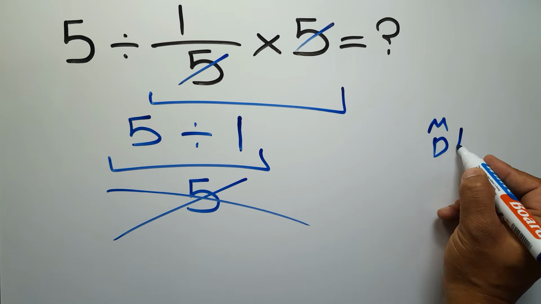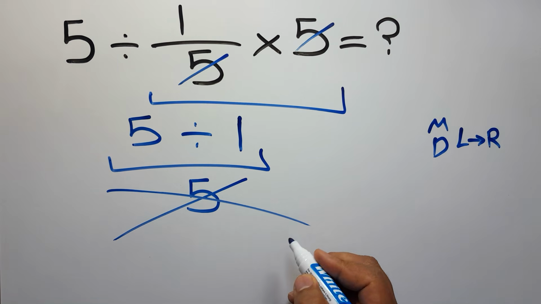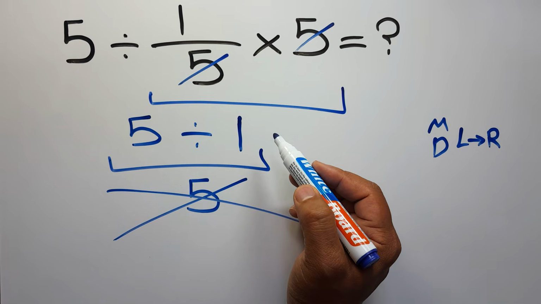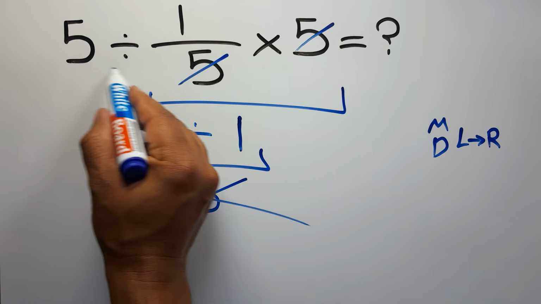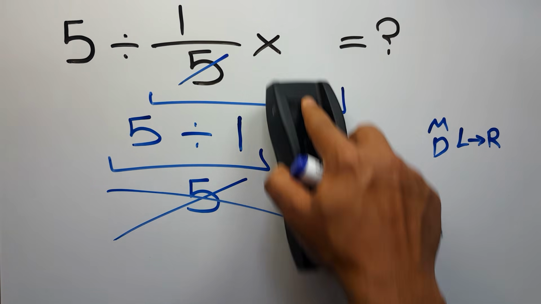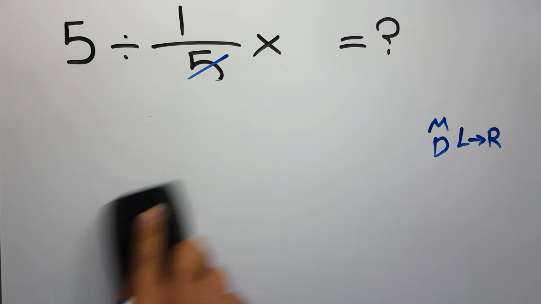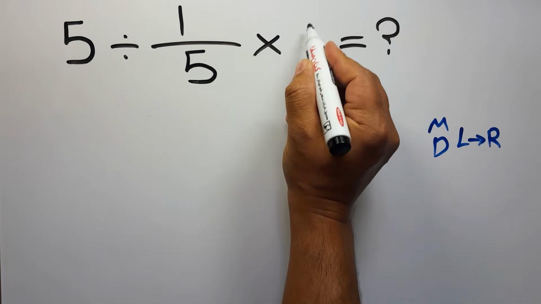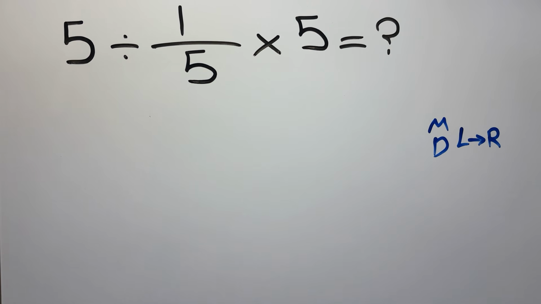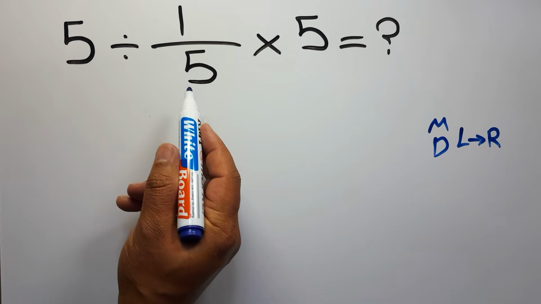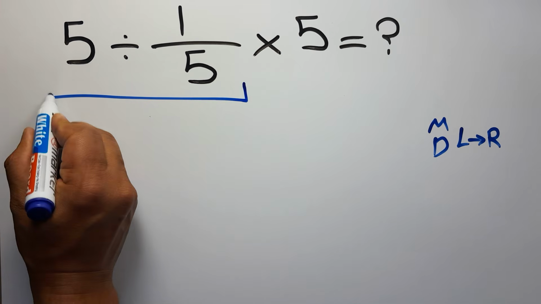priority and we have to work from left to right. So here first we have to do this division, then this multiplication. If we do this multiplication before this division, it is wrong. So first we have to do this division, 5 divided by 1 over 5.